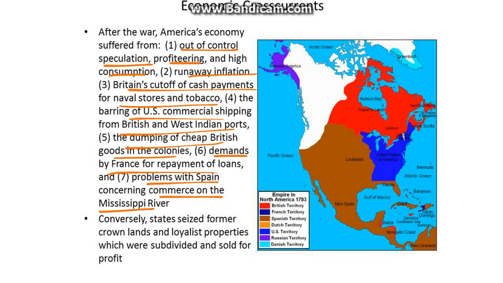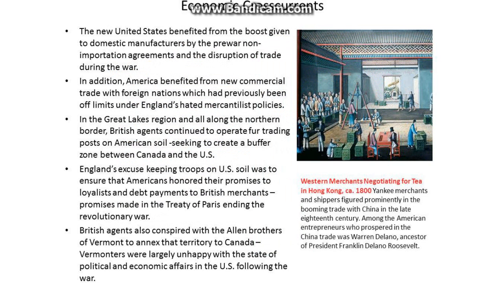You can see in the map that is shown here the different territories claimed by different countries and the economic cross-currents that took place. The new United States benefited from the boost given to domestic manufacturers by the pre-war non-importation agreements and the disruption of trade during the war.